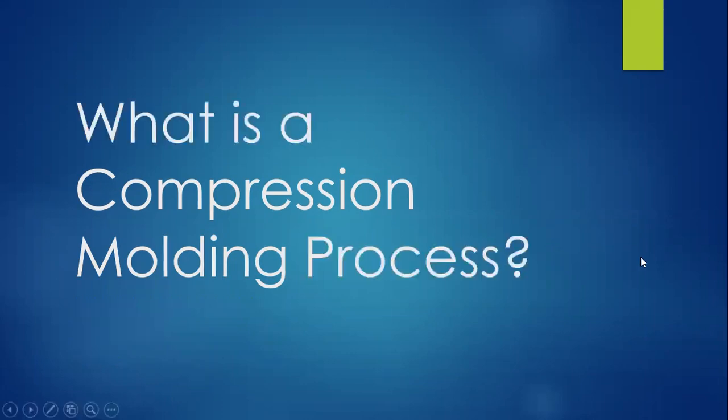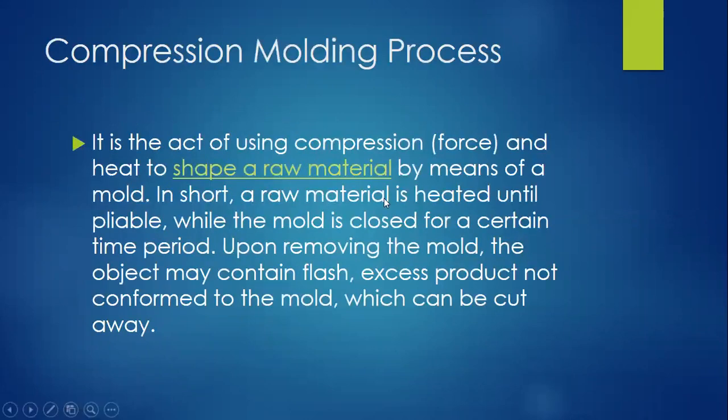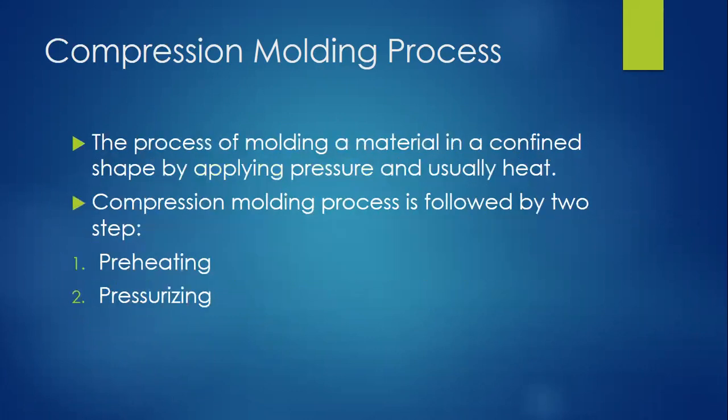What is a compression molding process? It is the act of using compression or force and heat to shape a raw material by means of a mold. In short, a raw material is heated until pliable while the mold is closed for a certain period of time. Upon removing the mold, the object may contain flash, excess product not conformed to the mold, which can be kept away. It is the process of molding a material in a confined shape by applying pressure and usually heat.